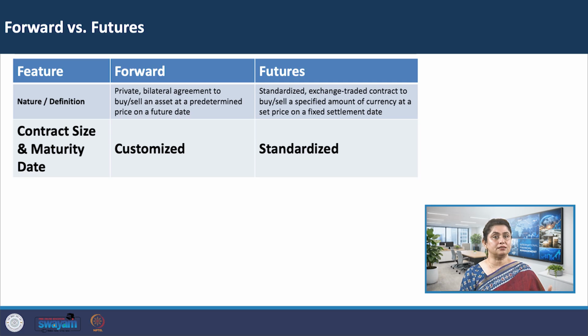The company can decide the exact amount of foreign currency, the exact maturity date, and the exact terms of settlement. Futures, in contrast, are standardized in terms of contract size and maturity date. In a forward contract, there is no fixed size. The amount can be exactly matched to the firm's foreign exchange exposure. In a future contract, the contract size is standardized and expires only on standard dates, such as the last date of the month or specific quarterly dates.